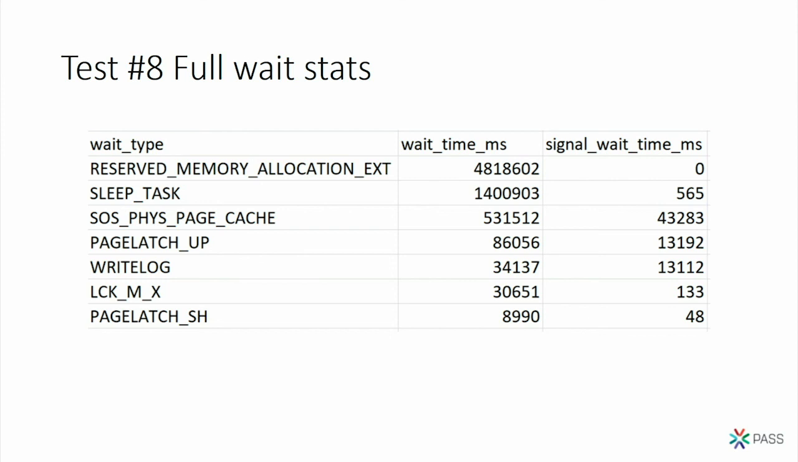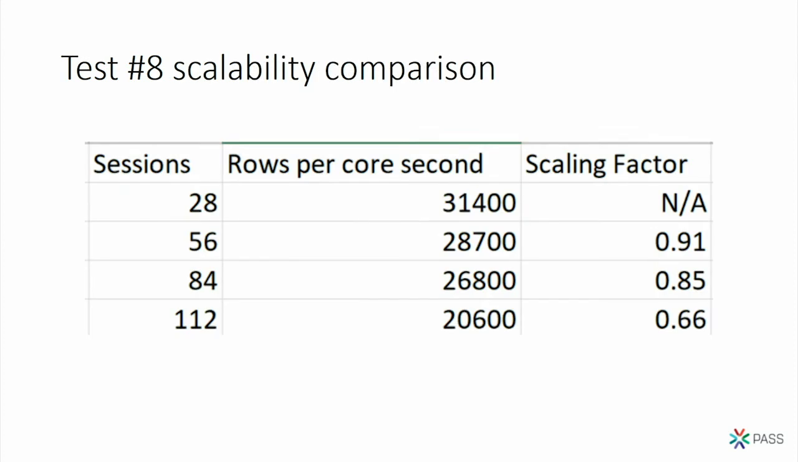It's reduced. My number one bottleneck is less, but still reserve memory allocation ext. Okay? I'm going to measure my scalability because this wait just isn't going away. So I want to convince myself that this is possible. So I'm doing the same workload here. I'm just changing the number of concurrent sessions.